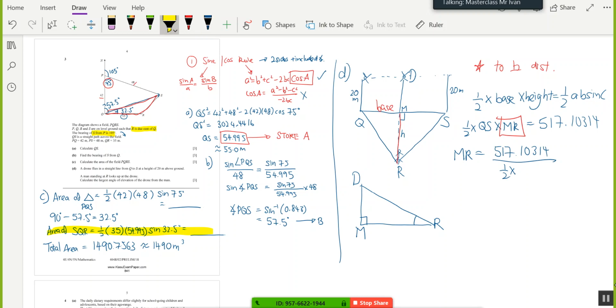So that's why you see all this kind of question, right? Everything is linked. Okay, half times 54.995. So this divided by 0.5 times your A. So MR equals 18.80548. Store this one also, which means this is 18.80548. Okay?